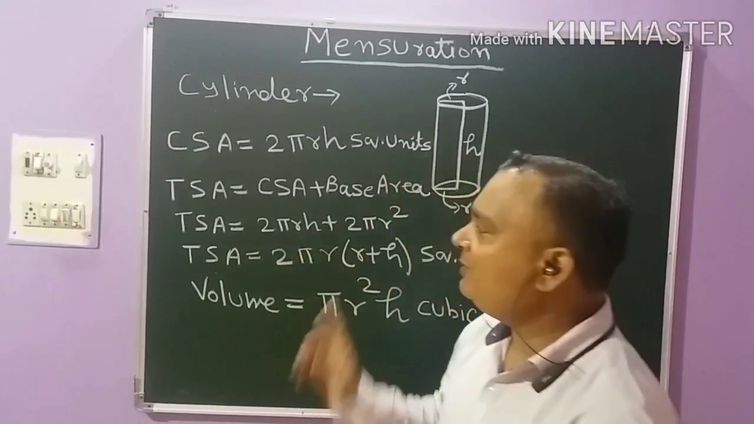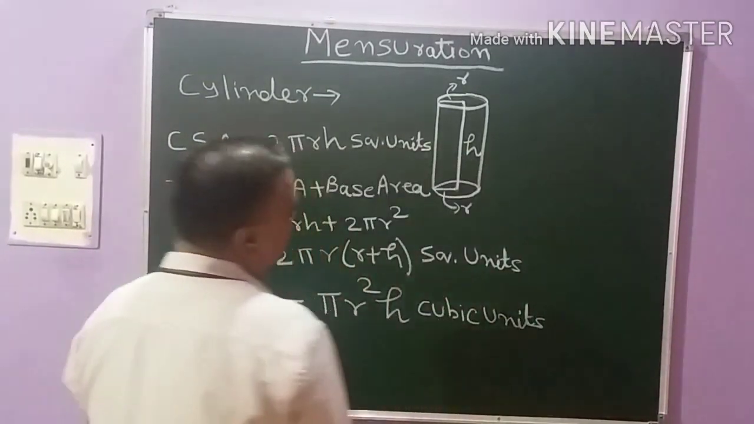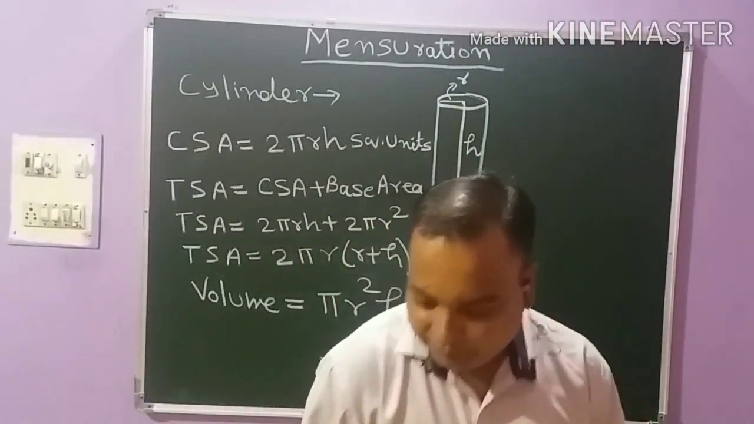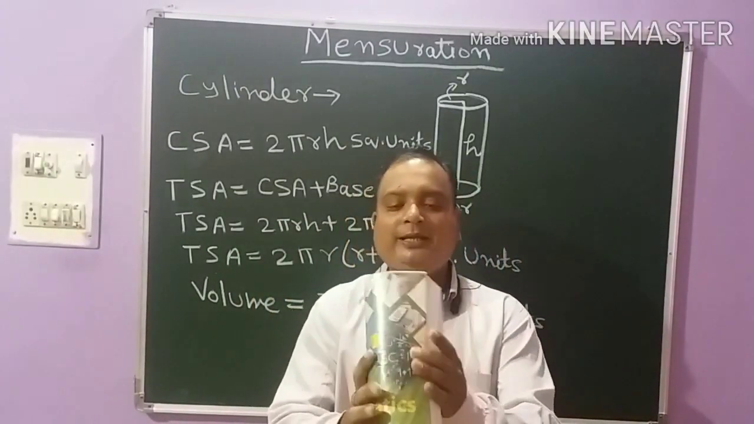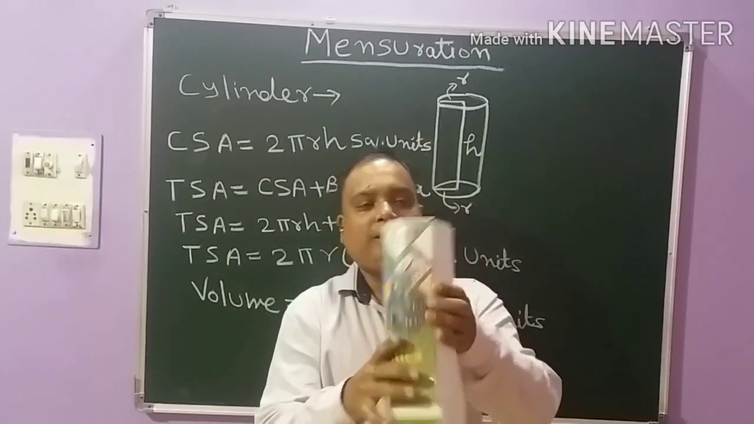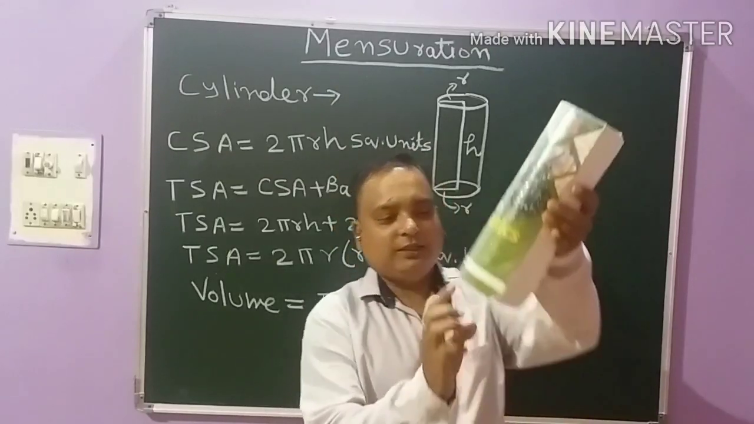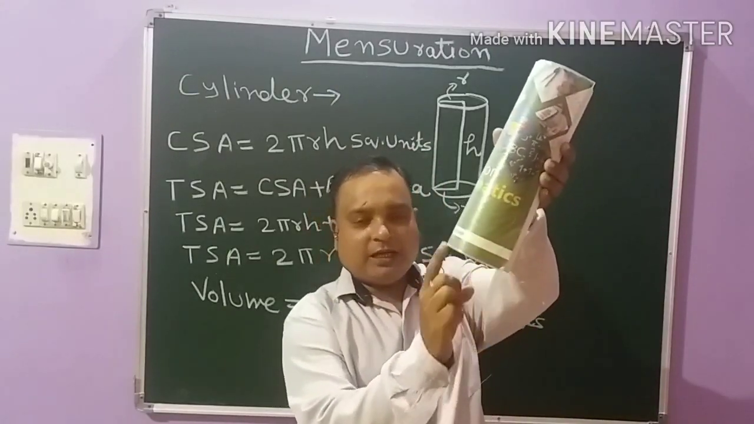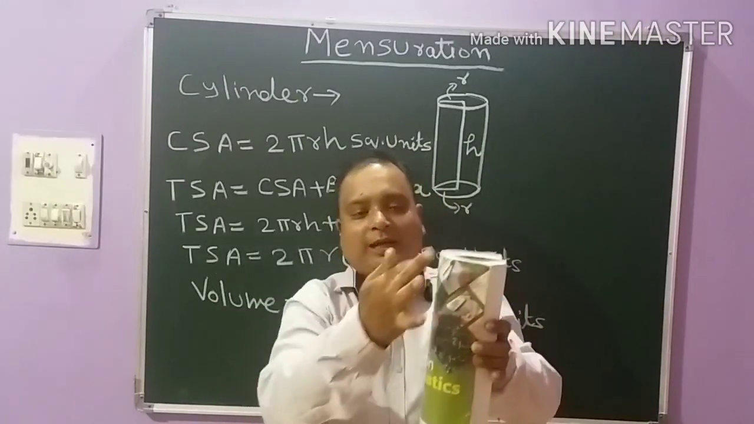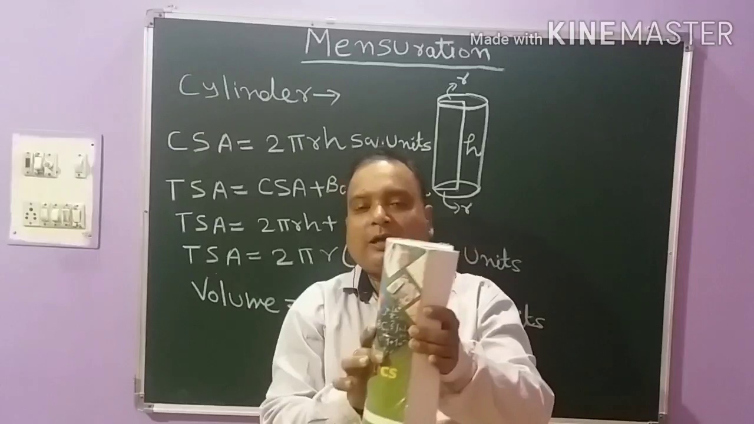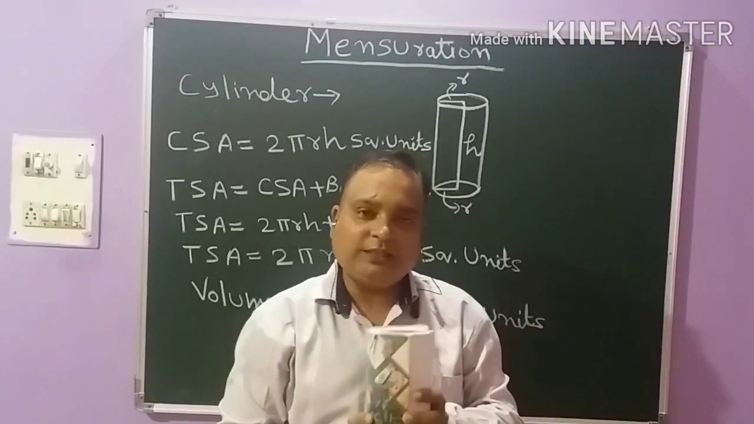So the first three-dimensional object is the cylinder. What is a cylinder? Simply, for example, suppose this is a book, and I have folded it in this way. Now it looks like a cylinder. It has the base area at the bottom, the base area at the top, and the curved surface. So now it looks like a cylinder.